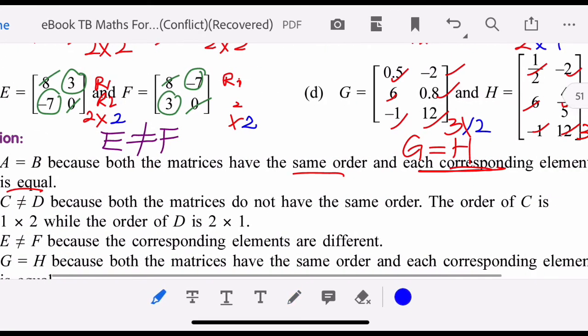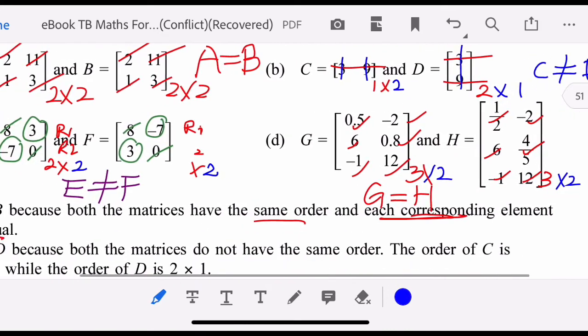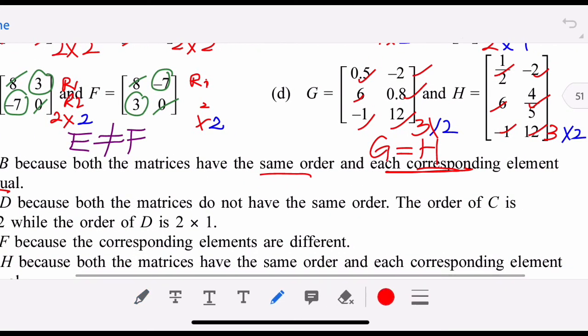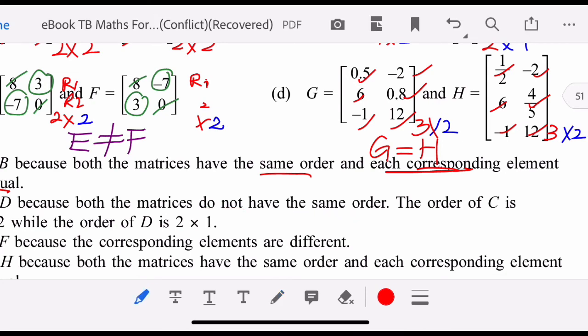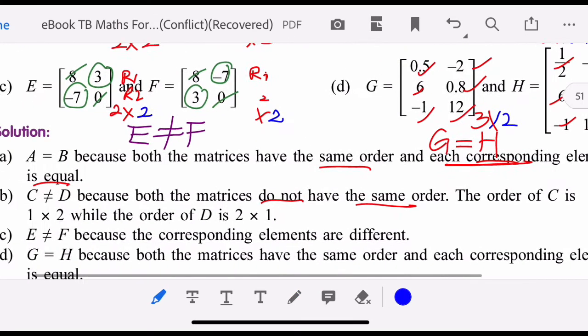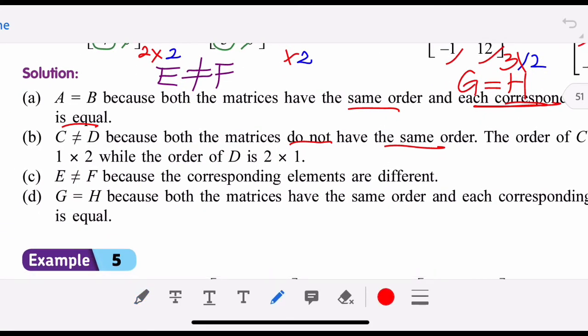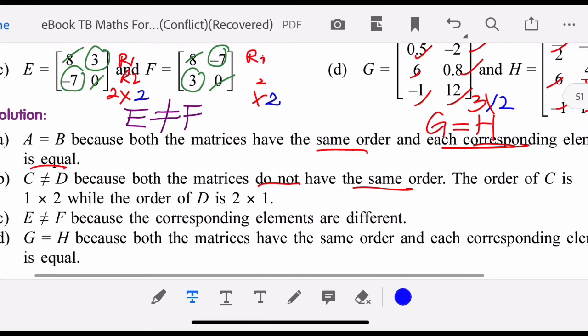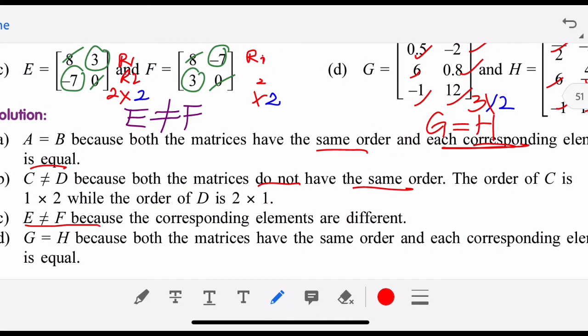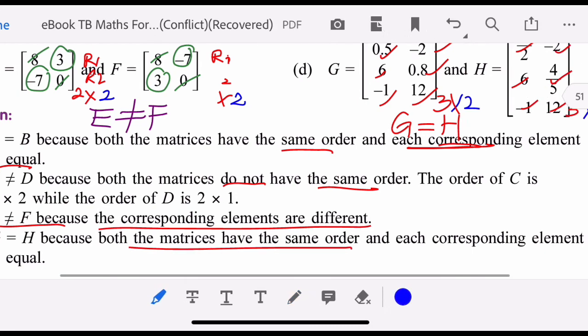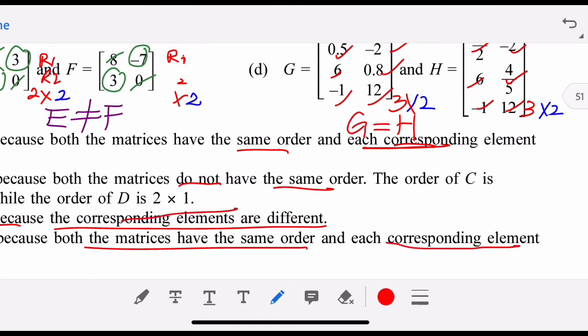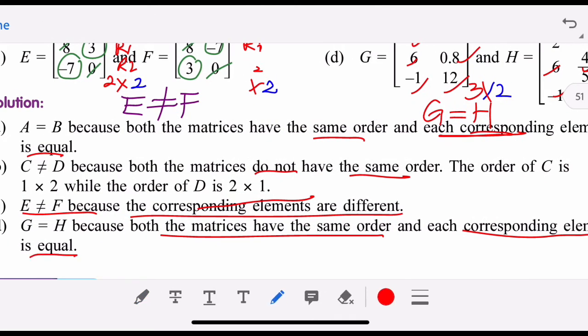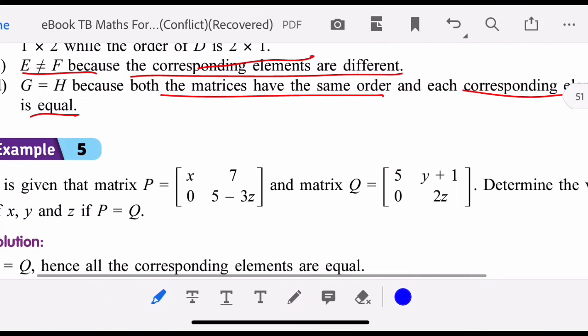Okay, for C, it's not equal to D because I have shown you both matrices do not have the same order. The order of C is 1 by 2 and the order of D is 2 by 1, right? And how about E, F? Matrices E, F are not equal because the corresponding elements are different, right? And matrix G is equal to matrix H because both matrices have the same order and each corresponding element is equal, right? Okay, so this is about equal matrices, which is quite simple.